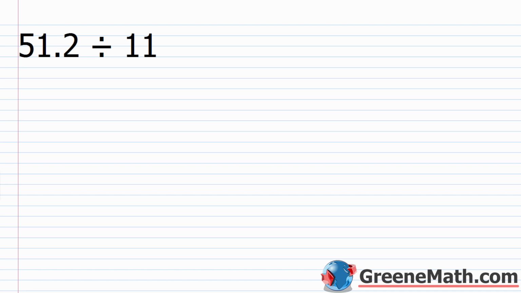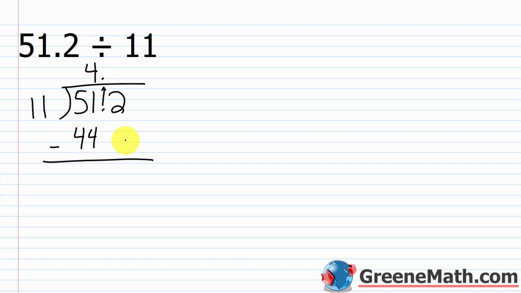All right, let's take a look at another one where you'll have a pattern that continues forever. So you have 51.2, and we're dividing this by 11. So bring that up into the answer, and 11 will not go into 5. It's going to go into 51 4 times. 4 times 11 is 44. Subtract here. I would need to borrow. This would become 4. This would become 11. 11 minus 4 is 7. 4 minus 4 is 0. So I'll go ahead and bring down this 2 here.